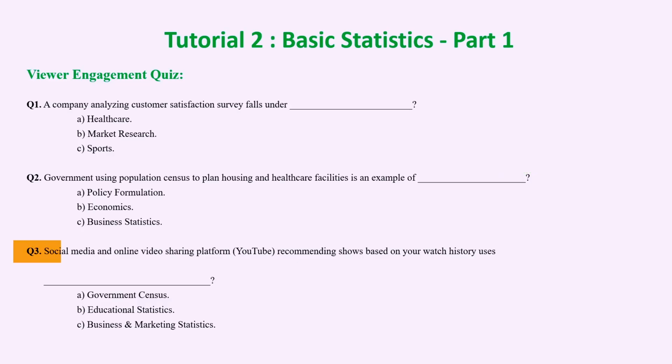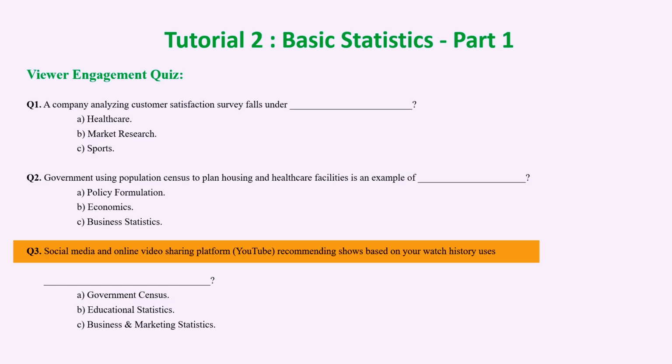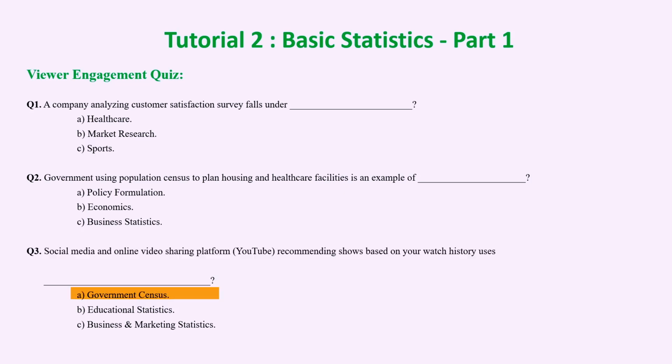Quiz 3. A social media and online video sharing platform like YouTube recommending shows based on your watch history uses option A government census, option B educational statistics, option C business and marketing statistics. The right answer is option C business and marketing statistics.